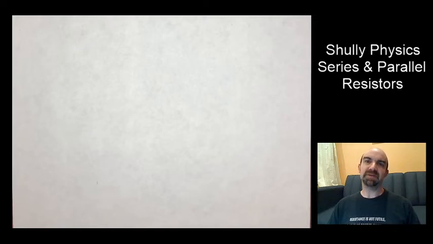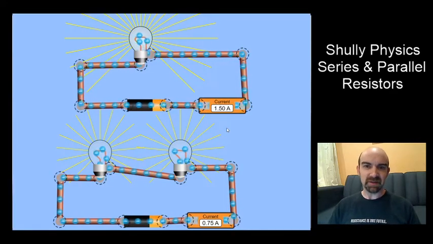This episode of Scholle Physics is going to cover how to find the equivalent resistance of two series resistors or two or more parallel resistors. The first thing we're going to cover will take us back to looking at a series circuit.